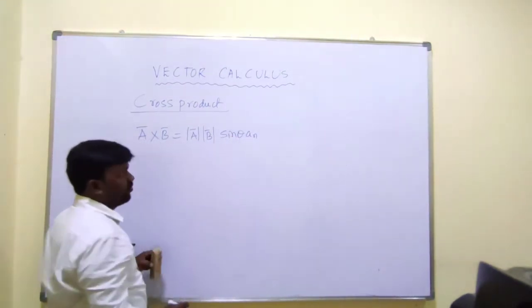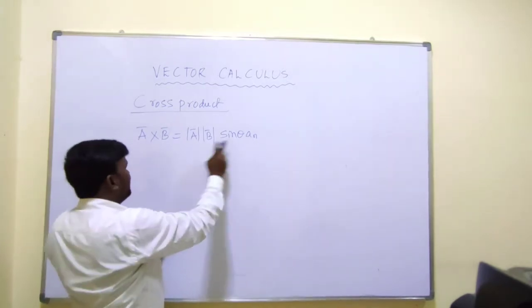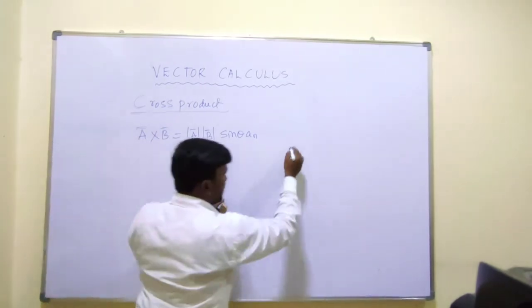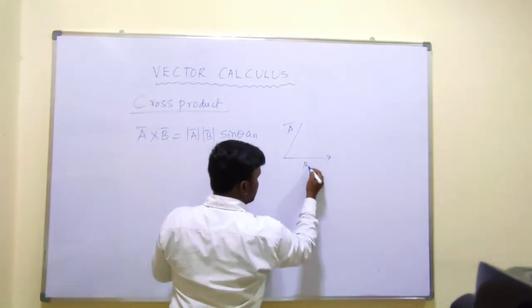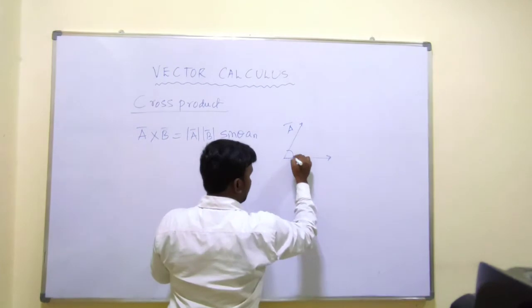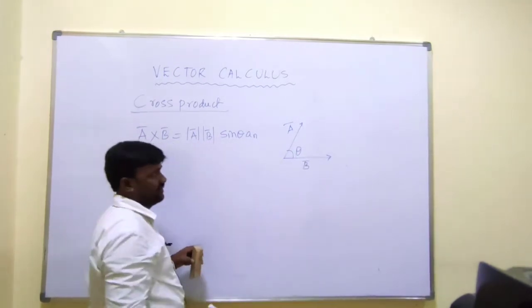Here, magnitudes. What is this n? Here A and B are represented like this. Let us take A bar and B bar. These are coplanar vectors. The angle between these two is theta.